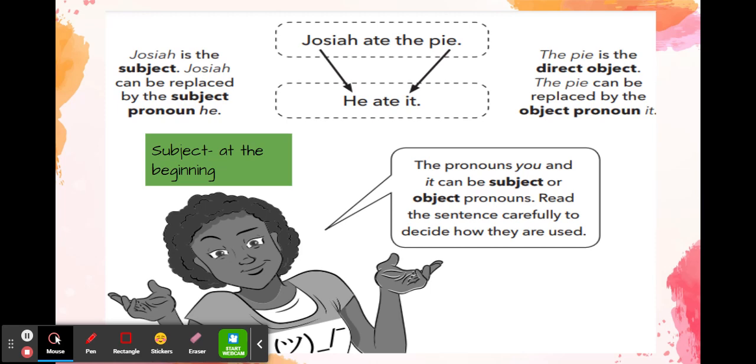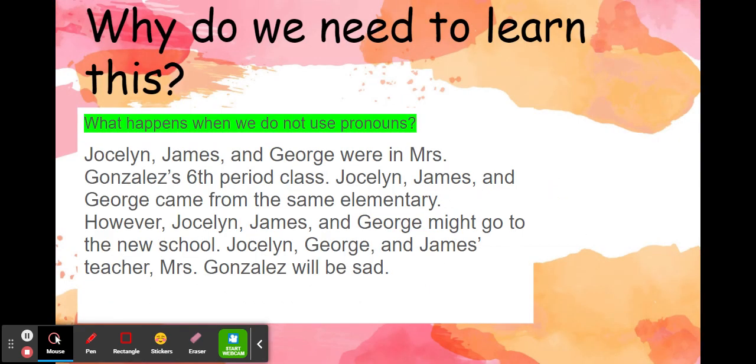So remember, subject is at the beginning. If I say Josiah ate the pie, Josiah is my subject pronoun if I change it to he. He ate it. Pie, I changed it to it. So these are just some options that you can do.